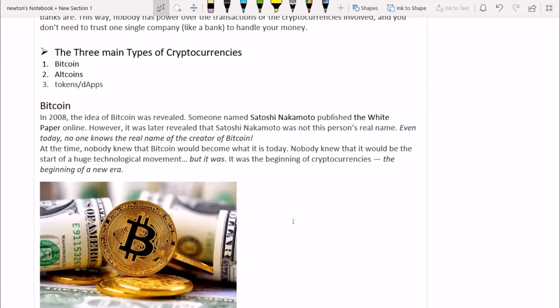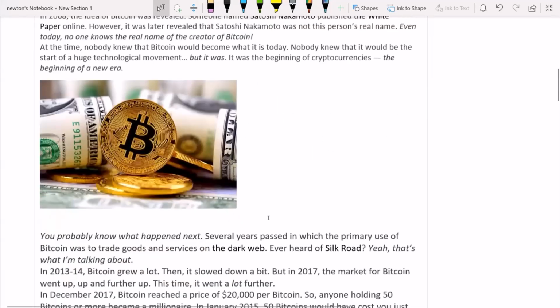Nobody knew that Bitcoin would become what it is today. We all know the milestones Bitcoin has achieved. But the existence of Bitcoin came to light in 2008. That was the beginning of Bitcoin. In 2008, we all know this man to be Satoshi Nakamoto, the inventor of Bitcoin. I don't know if there's another name or that's not the real name, but that's who we know him to be. He is the inventor of Bitcoin.